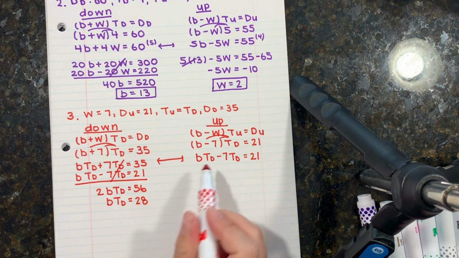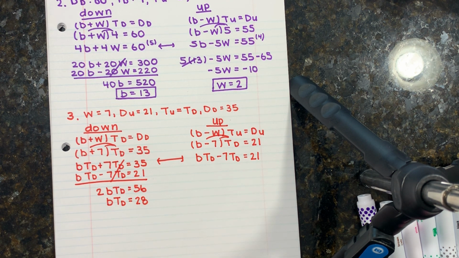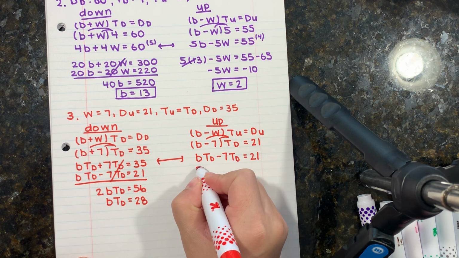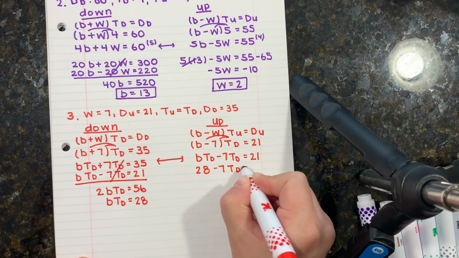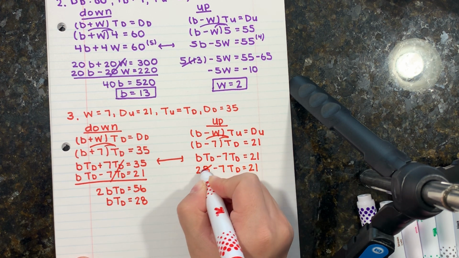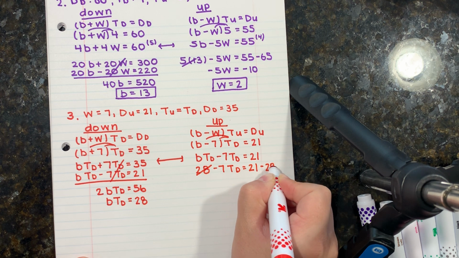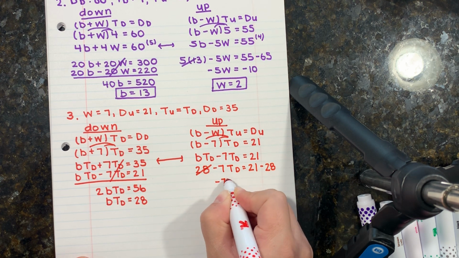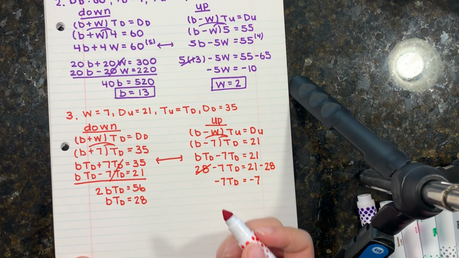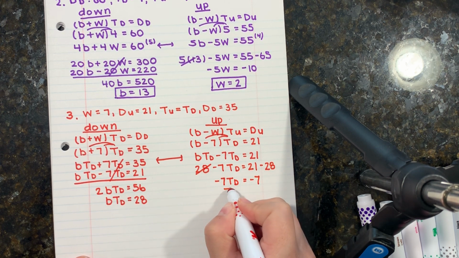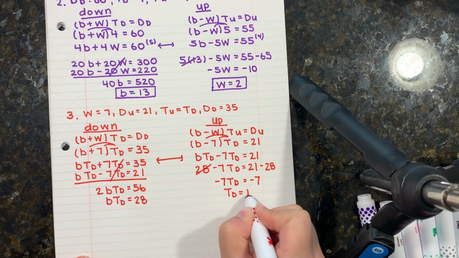So now I need to take this 28 and plug it back in to solve for TD and then solve for B. So this one, if you do it this way, it takes a little bit longer to get to our result. So I'm going to plug in my 28. So I have 28 minus 7TD equals 21. Move the 28 to the other side. That would give us negative 7TD is equal to negative 7. So therefore, our TD is actually equal to 1.